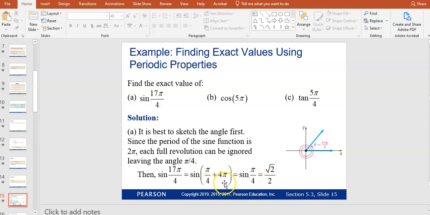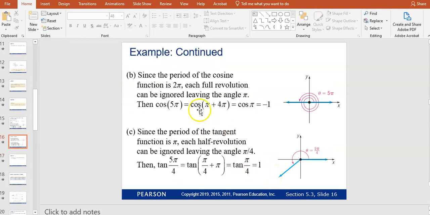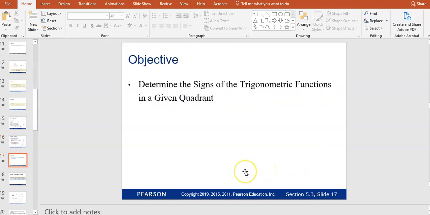So our first one, as it points out, is the same thing as sine of pi over 4, because it's root 2 over 2. We went over that. And then our cosine of pi plus 4 pi is the same thing as cosine of pi, which was -1. And then our tangent of 5 pi over 4 is the same thing as tangent of pi over 4 plus pi, which is also still just 1.